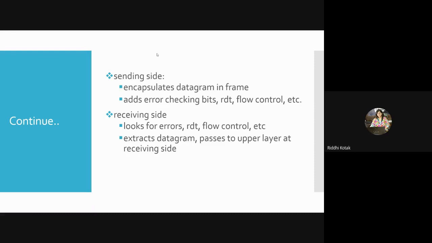At the receiver side, first it will check whether any error is present or not, and all the bits which are set by the sender about RDT and flow control will be verified at the receiver end. It will extract the data which is in the encapsulated form and check the details. If there is no error, then the receiver will accept the data.